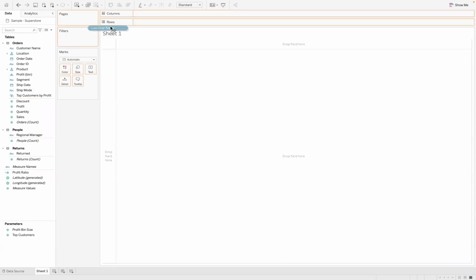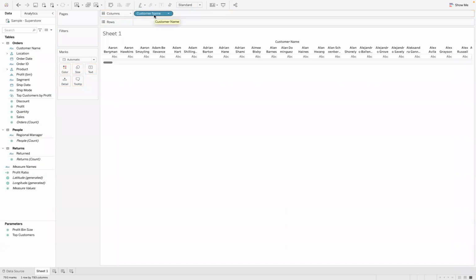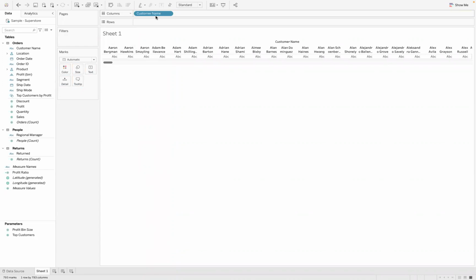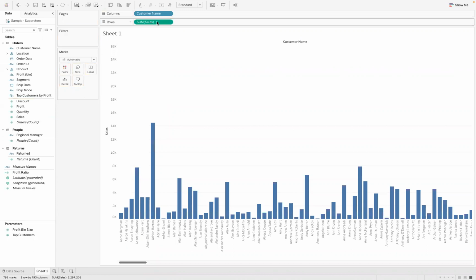Let me drag customer name into columns. So now it created an x-axis or a y-axis? X-axis. If I take the same customer names into rows, now it created Y. And when I pull the same customer name into columns, it created X. Now, to create a visualization, do you need to have X and Y axes? Now you got the visualization. So the x-axis is your customer name and the y-axis is your sales. You're able to see sales on the y-axis and the customer name on the x-axis.